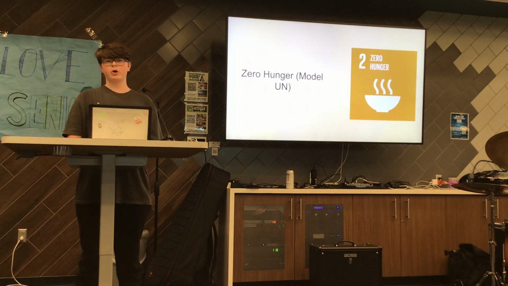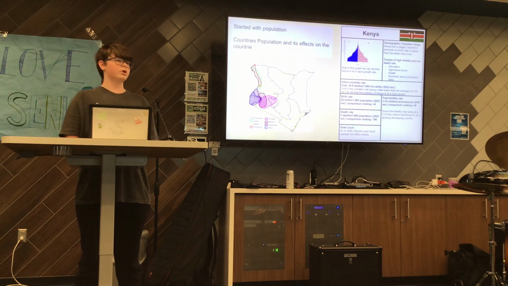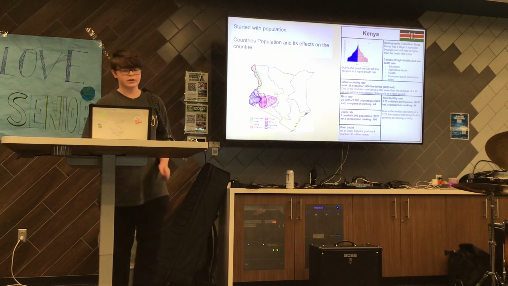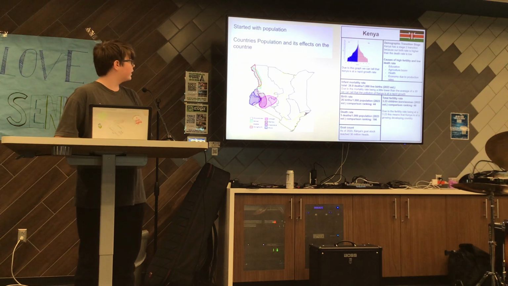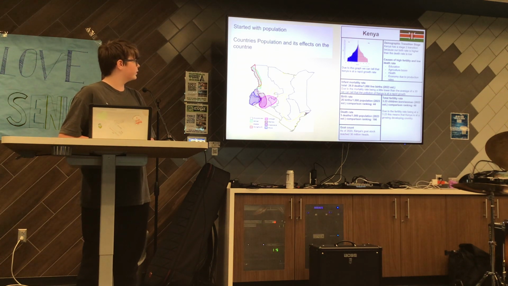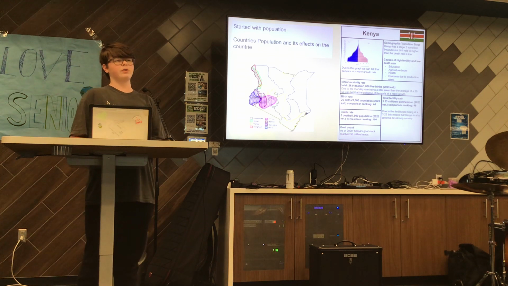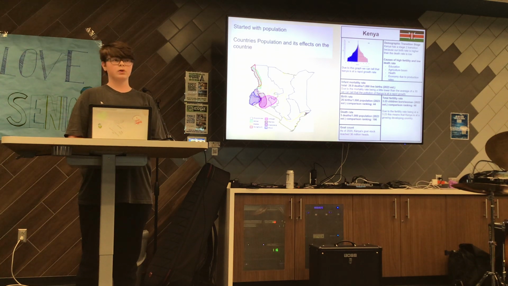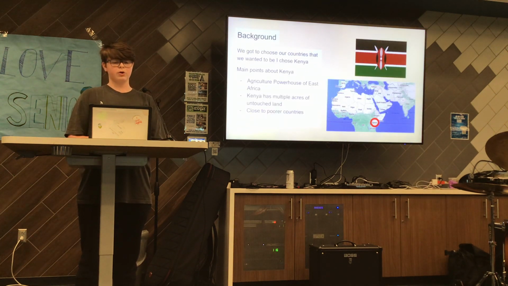Number two, Zero Hunger, Model UN. We started with our population, talking about different countries, how they're affected by it, and how their graphs can tell us a lot about the country that we were doing. If you see this one right here, that's actually a very important picture of a map of where the different agriculture is being planted. This was super important because we're talking about poverty. If you have a lot of agricultural land, then you can help a lot more people. And so we got to choose our countries.